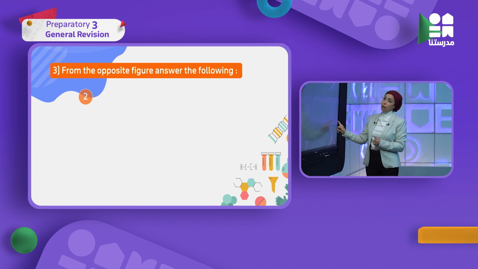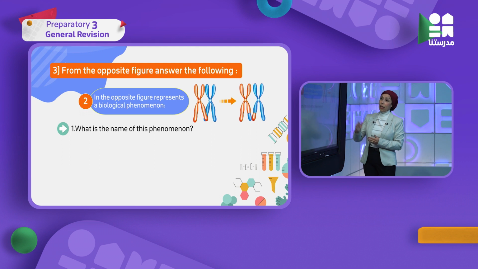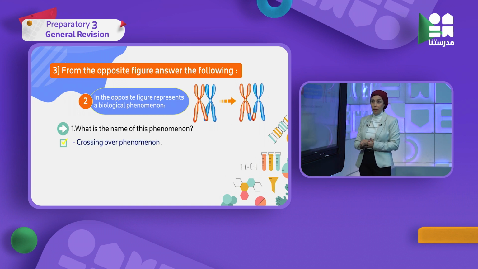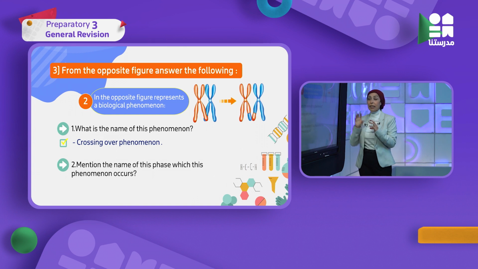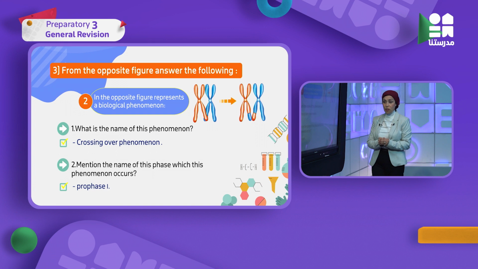Next one. Here, the opposite figure represents a biological phenomenon which is very, very important. What is the name of this phenomenon? Of course, all of you know it. It is the crossing over phenomenon. The next question. Mention the name of the phase in which this phenomenon occurs. Which phase? Of course, all of you know, at the end of prophase 1. So it happens in prophase 1.